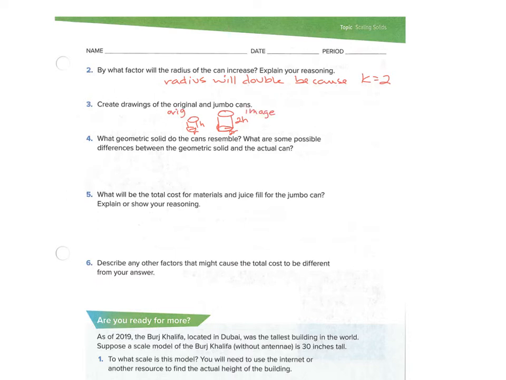So then it says, what geometric solid do the cans resemble? Well, mine resemble cylinders. So I suppose your answers could vary, but I was thinking of a can looking like a cylinder. You could probably think of this as a juice box, but then you would have length, width, and height dimensions that all doubled.